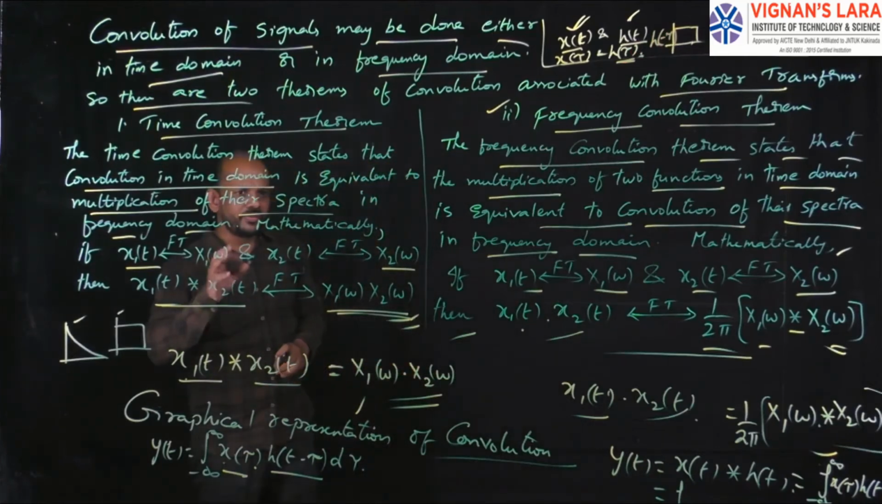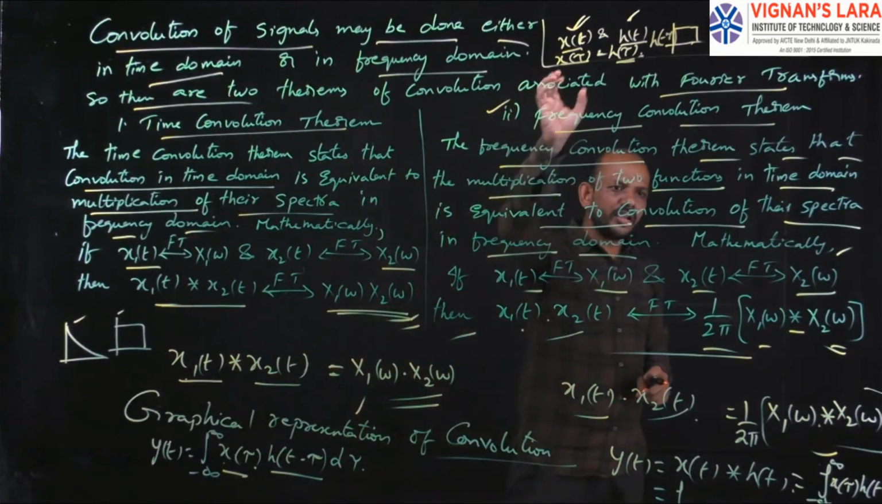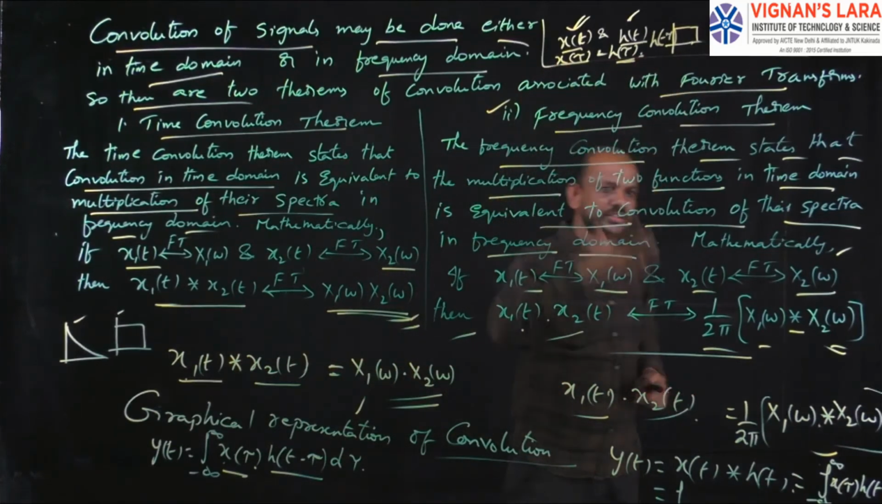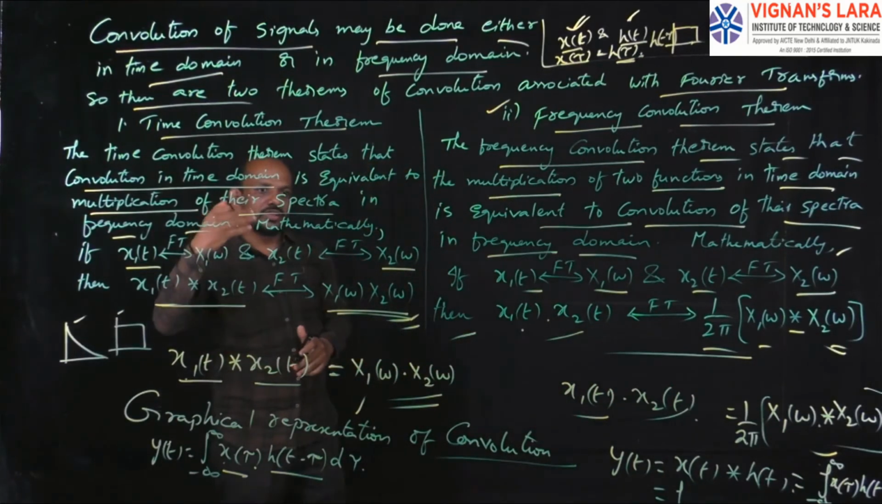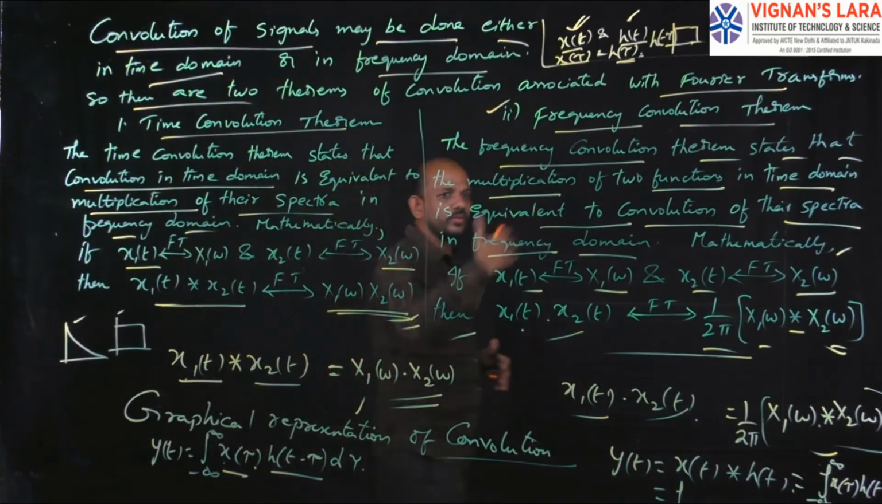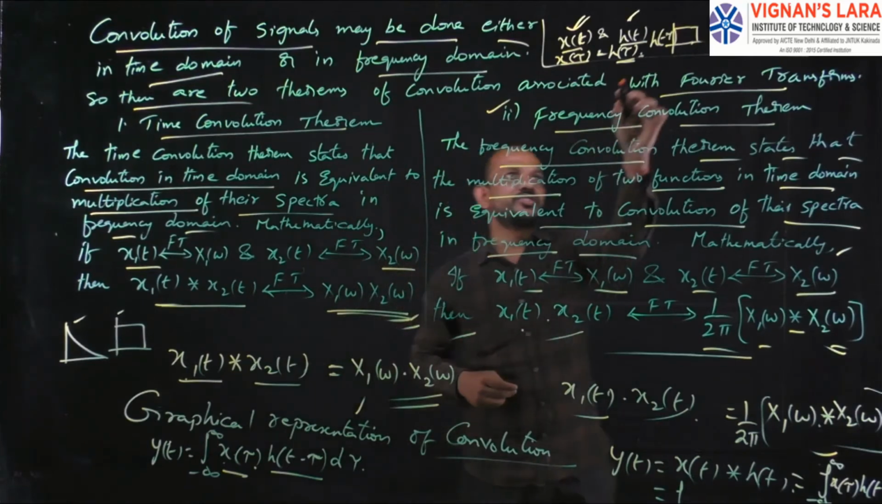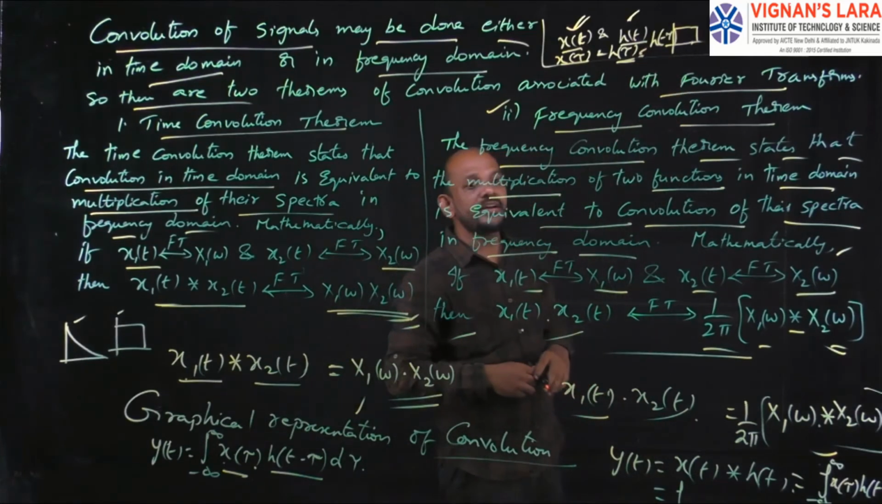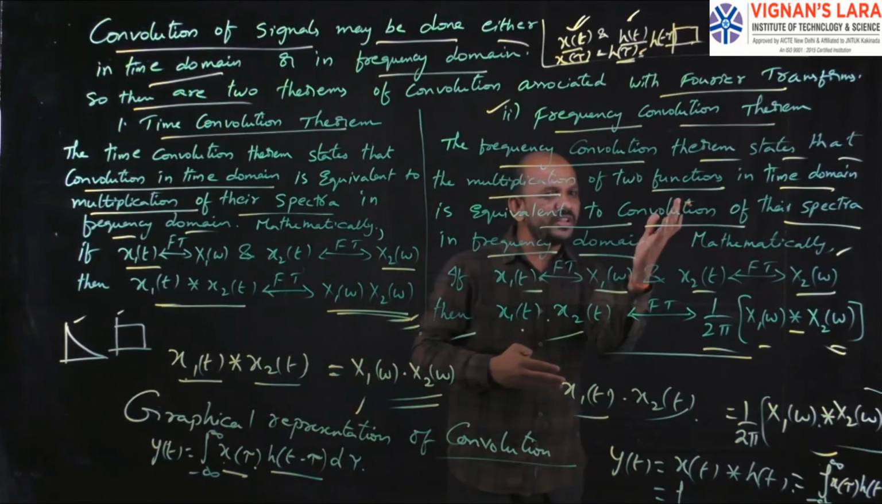So for every change you have to draw the diagram. First consider x of t and h of t. Draw the diagrams and replace t with tau. So we have to consider x of tau and h of tau. Draw the diagrams. Next, keep x of tau as is, the diagram as is, and change h of tau to h of minus tau. That is reversal. So if it is on the positive side, then it will go to the negative side.